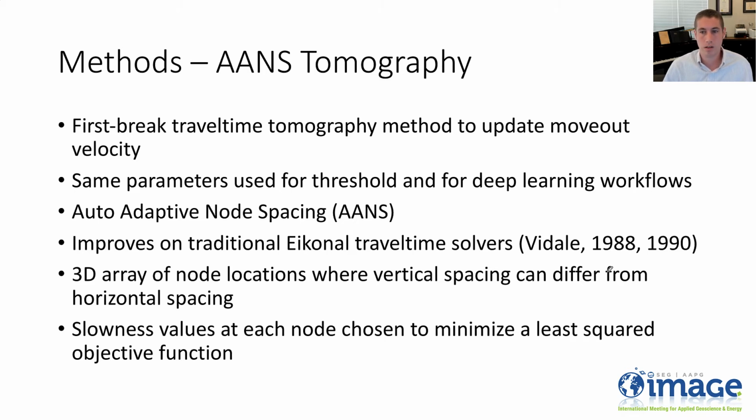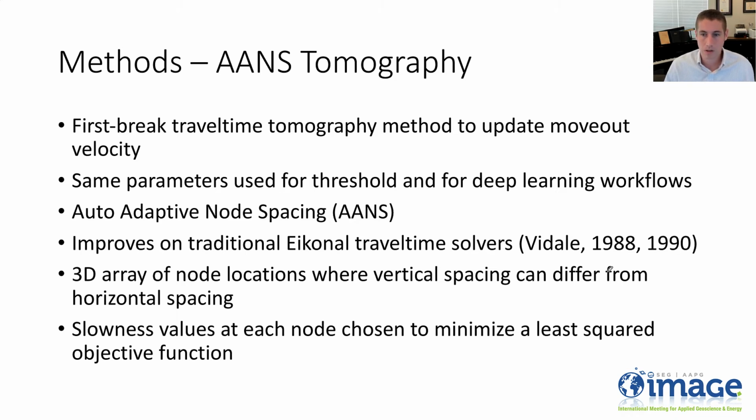Originally, we had tried using only deep learning to predict first breaks without the use of any physics-based tomography approaches. However, we found that combining the physics-based first break tomography with deep learning resulted in the most accurate first break picks, going back and forth between deep learning and refining the move-out velocity with travel time tomography. The same parameters were kept for tomography, whether using the input of the deep learning auto picker or the threshold auto picker, to make sure we had an equal comparison between auto picking methods.